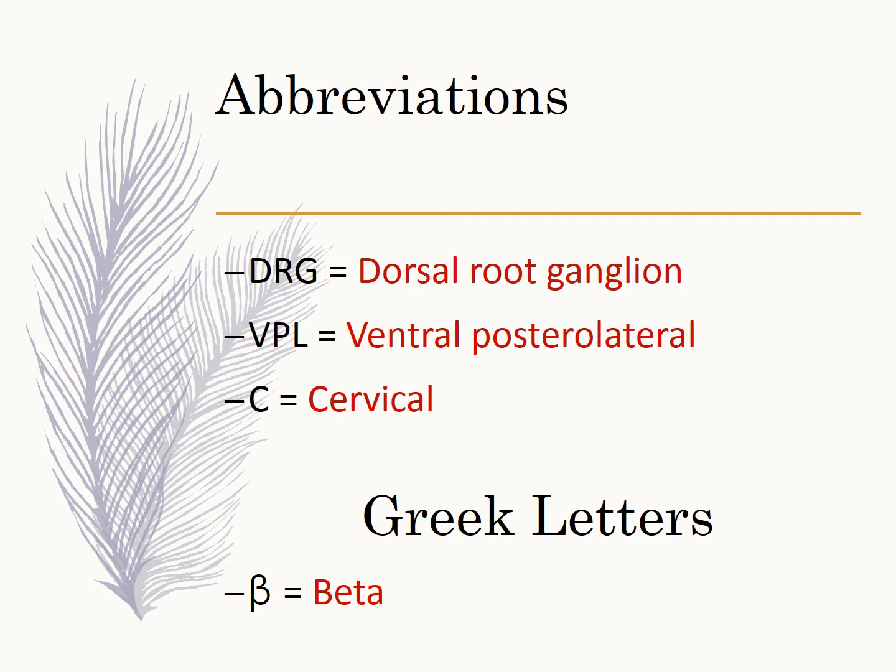Abbreviations in this part of the lecture include DRG for dorsal root ganglion, VPL, ventral posterolateral, and C for cervical. Greek letters in this part of our lecture include the letter beta.